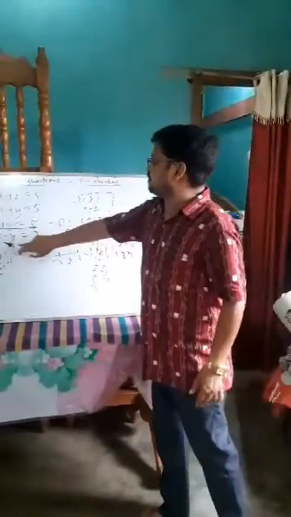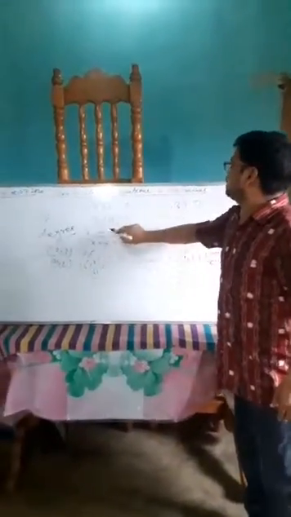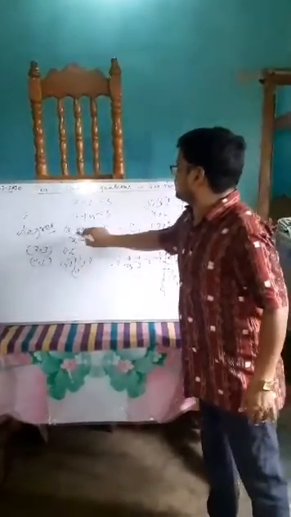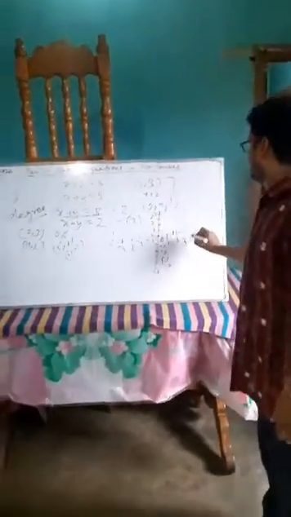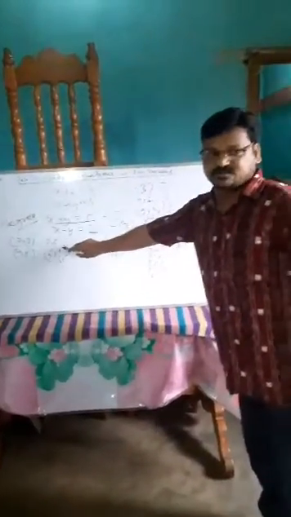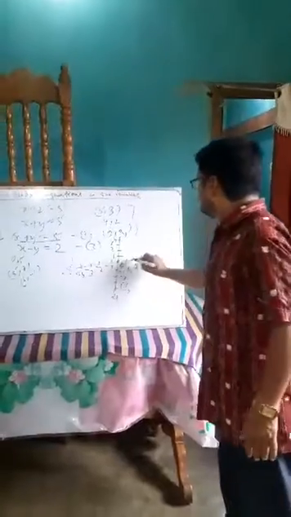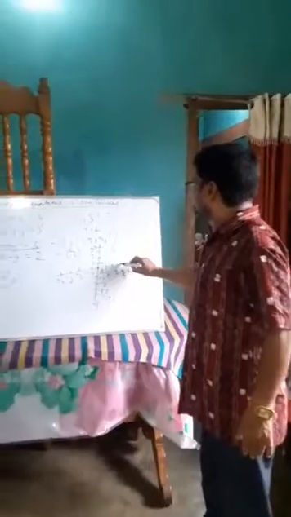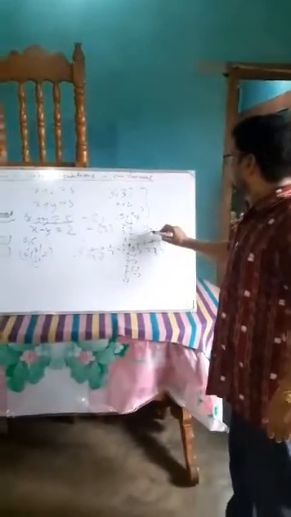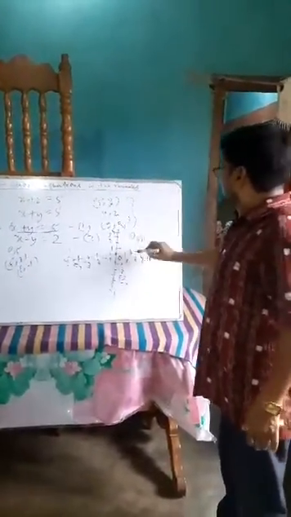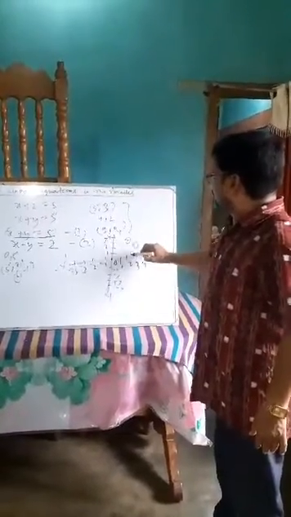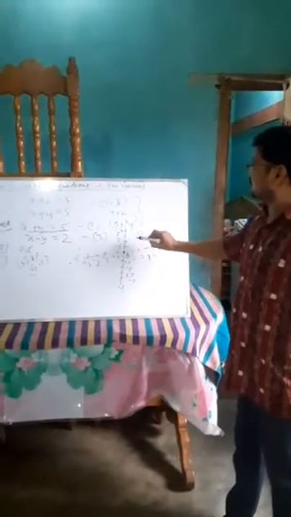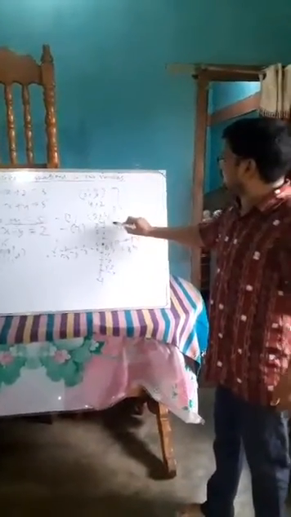Suppose in the case of the first equation, we know that x plus y is 5. Then 2 plus 3 is 5, or 3 plus 2 is also 5. If I take the x value, the first value is always the x value. So (2, 3): x value 2, y value 3. And (3, 2): x value 3, y value 2.